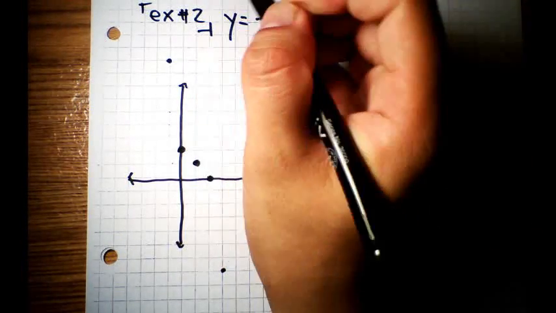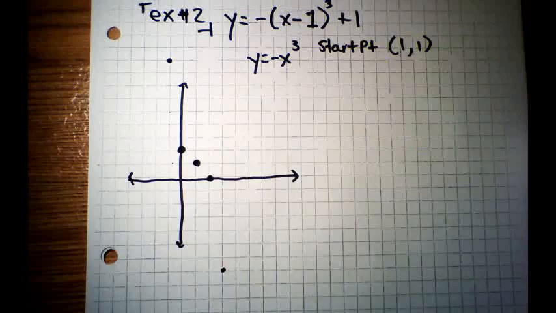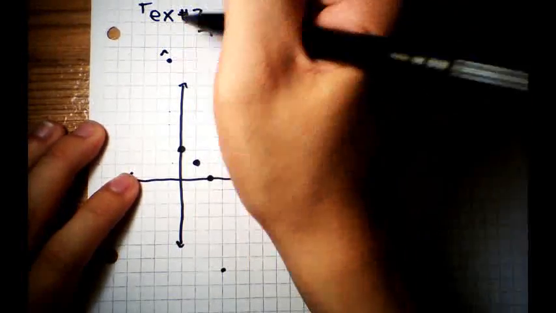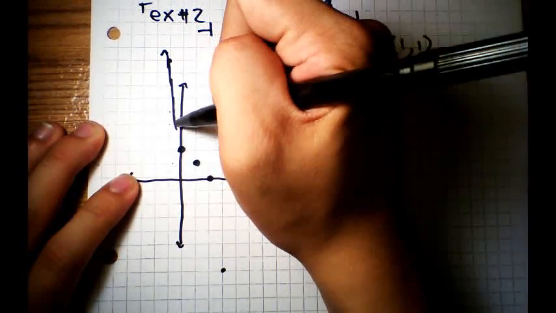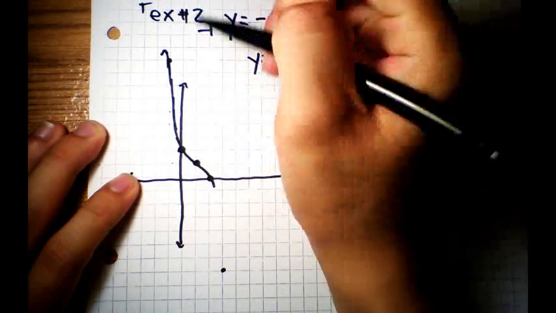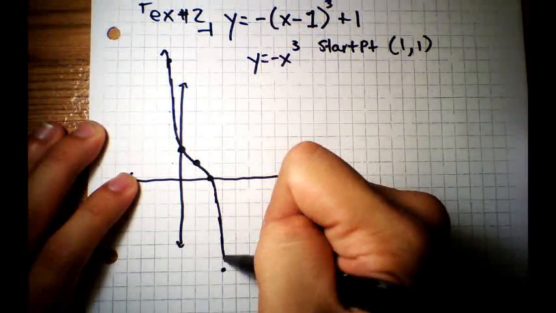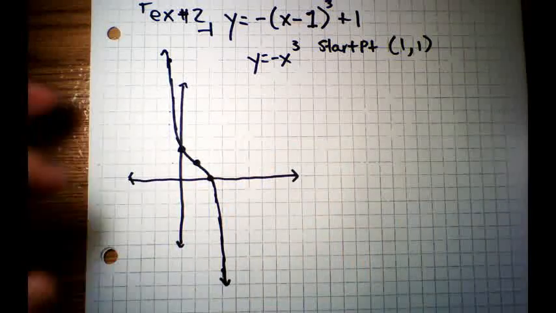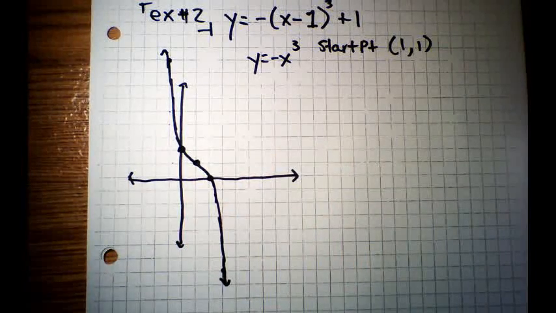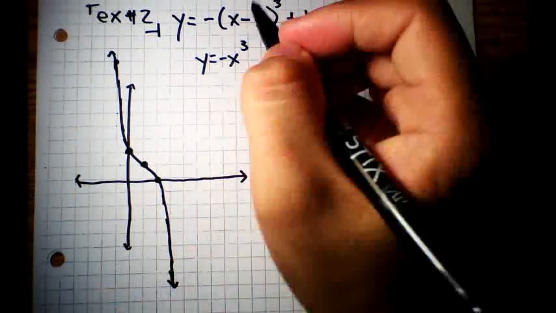So try to be as exact as you can, and then connect the dots like so, and make sure you curve it as best as you can, like this. Okay, step 1 is done. Step 2, let's find the domain of this graph here.